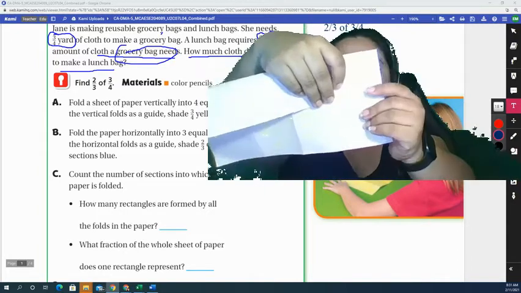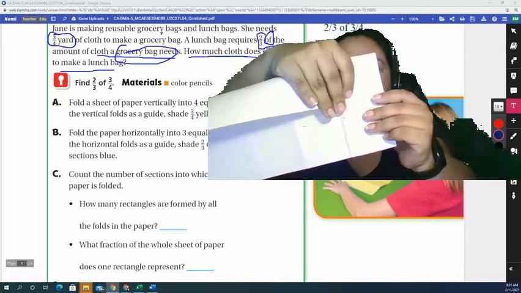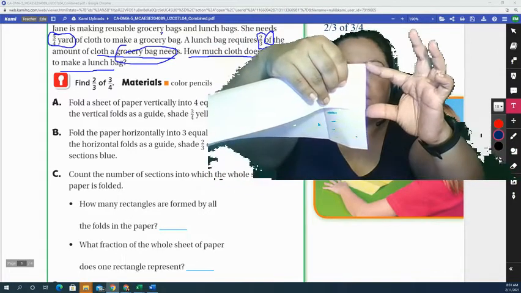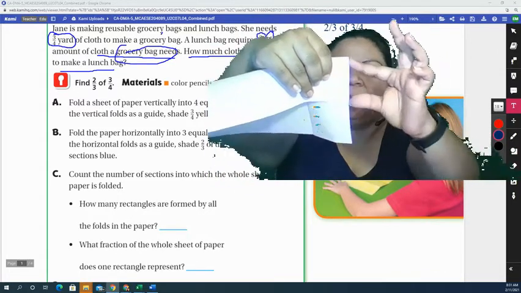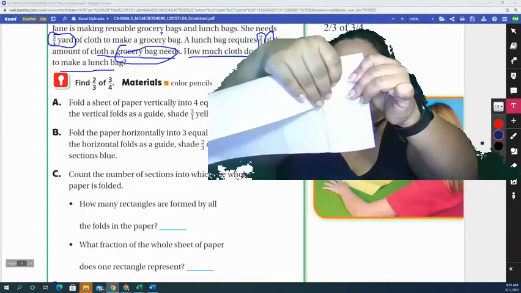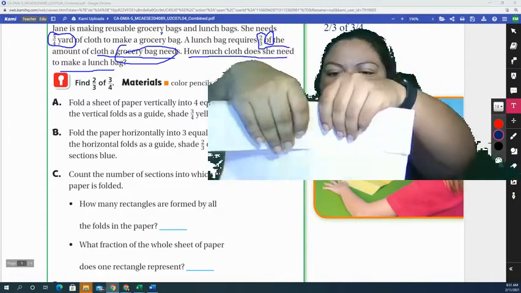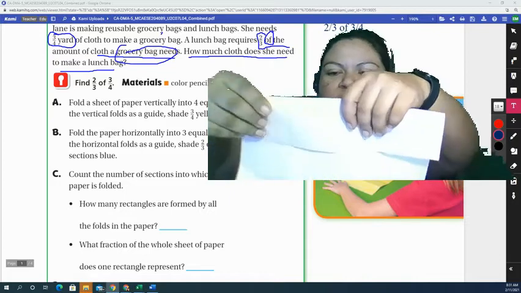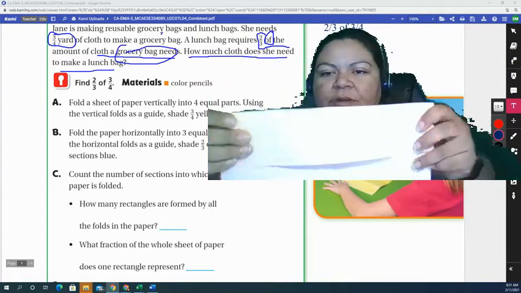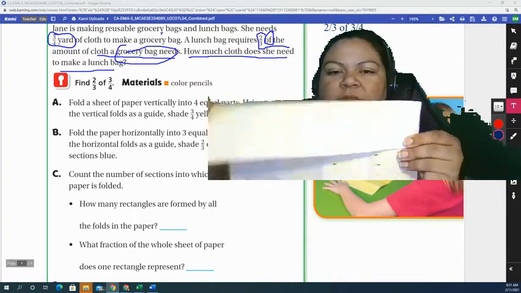So I'm gonna fold here. So I just bring it in. I kind of fold it where I see that it's the even amount so that they're equal parts. Okay, so just fold it in 3. If you need help folding these like this, maybe you can ask someone in your house to help you fold it in 3.